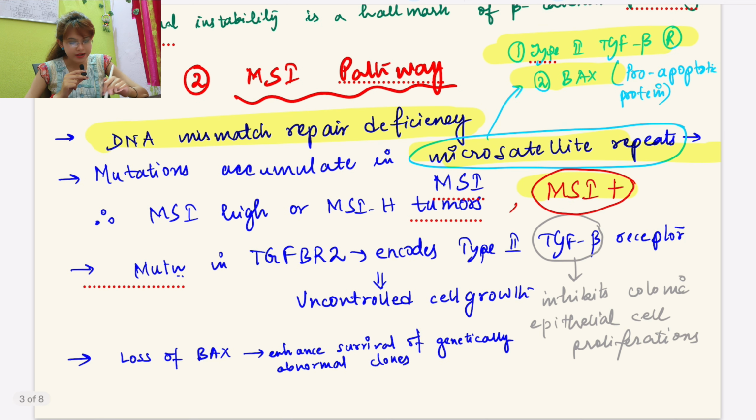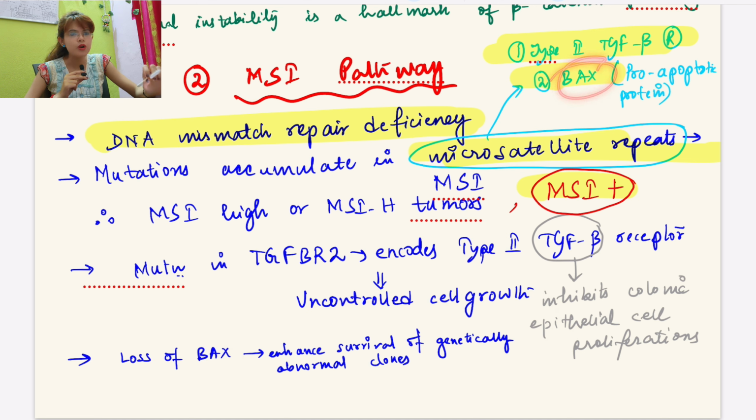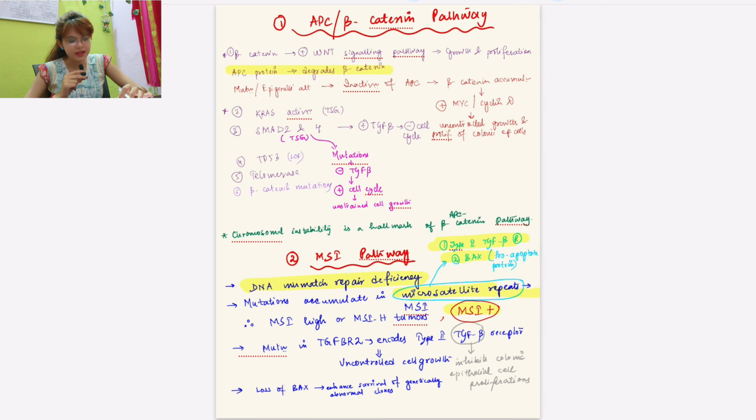Okay, and similarly loss of BAX will lead to enhanced survival of the abnormal clones, because BAX was a pro-apoptotic protein. It enhanced apoptosis, but now when there is a loss of BAX, that will enhance the survival of these abnormal cells. Okay, so this is basically the second pathway.